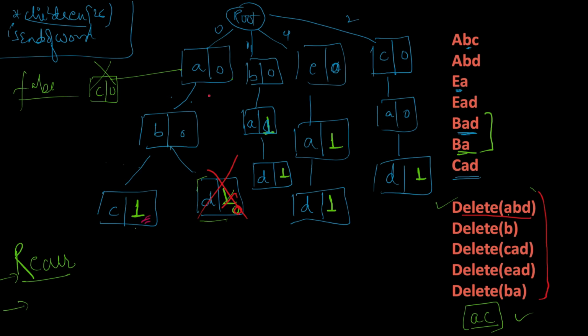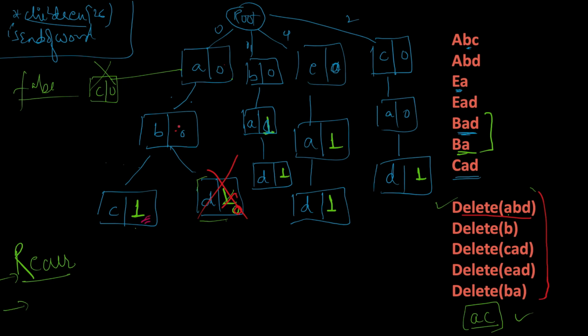Now we'll go up a level to B. For B, if it is an empty node, as in there are no children of this, then we delete this, and similarly we go up, and for A, if it is an empty node, then we delete it.